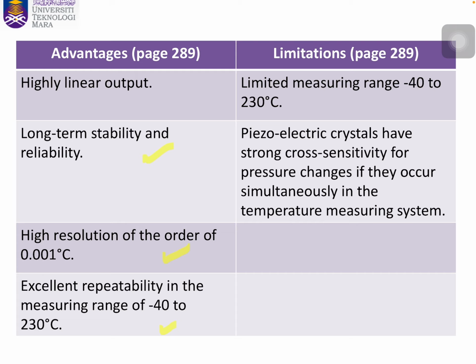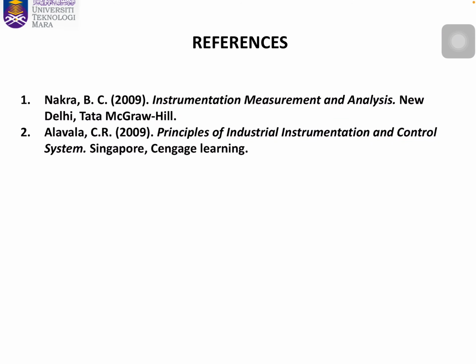However, it also has some limitations. The first one is the limited measuring range from -40 to 230 degrees Celsius. Piezoelectric crystals have strong cross sensitivity to pressure changes if they occur simultaneously in the temperature measuring system. So that's all for chapter 4.